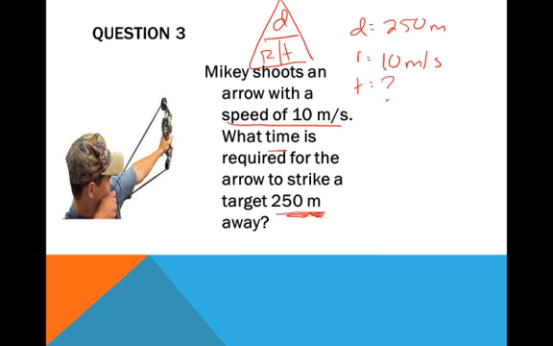Okay. So let's plug in to figure out time. That's D over R. So time equals distance, 250 meters, over R, which is 10 meters per second. Okay? And 250 divided by 10, that's going to give me 25. And then we're working with seconds here. The meters cancel out. So then 25 seconds.